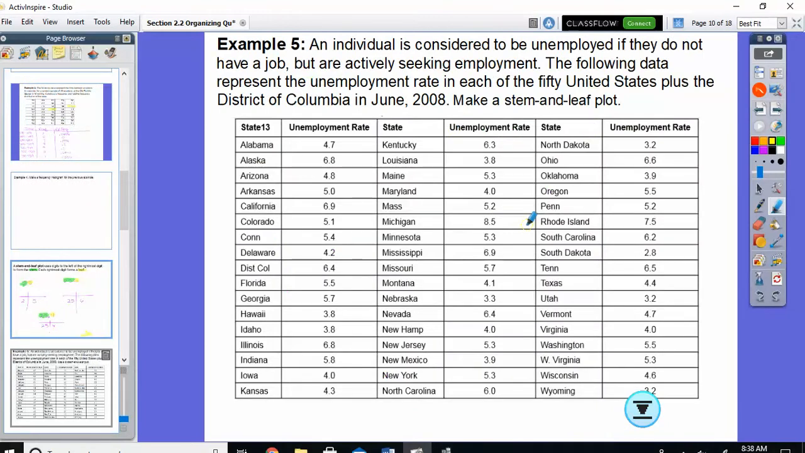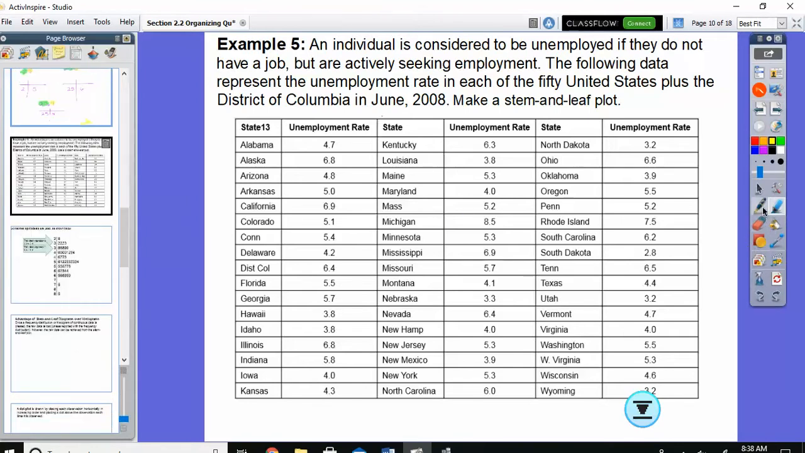So here is a set of data, and I've listed every state and then the unemployment rate. So if you look at your rates, it's like 4.7, 6.8, 4.8, so forth. I'm not making you make the stem and leaf for this. Typically, I'm going to give you smaller sets of data when I'm asking you to do things by hand, but I've already made it for you.